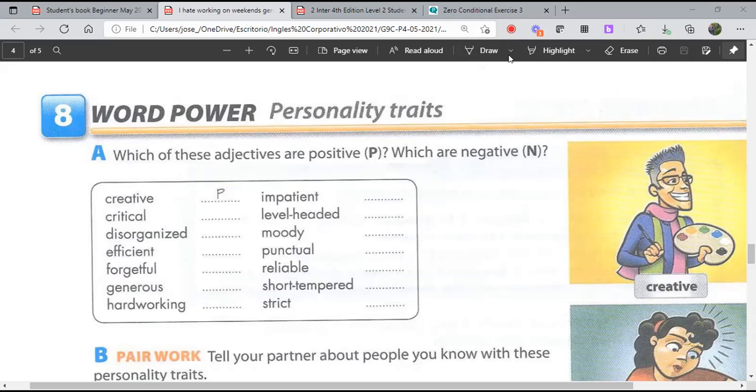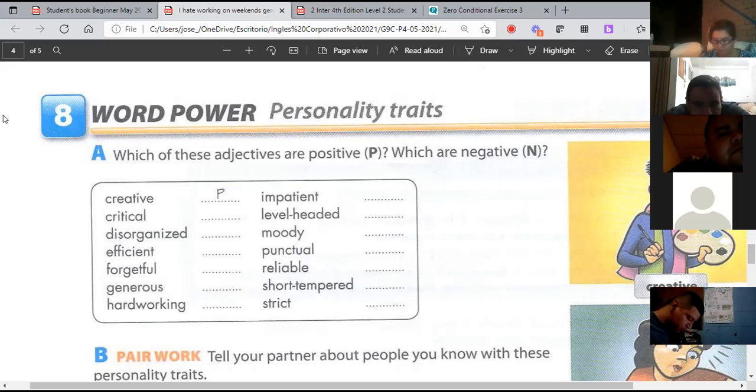Short temper, it's negative. Strict, positive. Yeah. Okay. I appreciate your help, sir. Let me just mute everybody's microphones in here. Does anybody else have a different opinion? Maybe a personality trait is positive when we just marked it as negative or vice versa. Do you have another opinion, everyone?